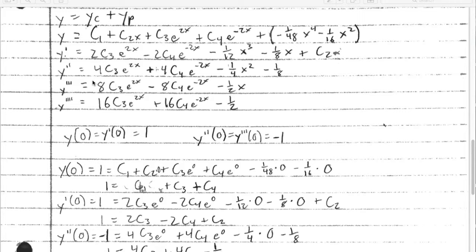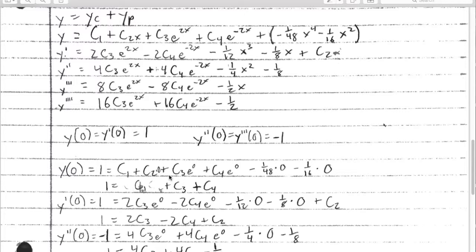So using the first initial condition, y of 0 is equal to 1, we take the equation y and plug in 0 for all the x values, which would just give us c1 plus c2 times 0 plus c3 times e raised to the 0, c4 e raised to the 0, and then minus 1/48 times 0 minus 1/16 times 0. So all the terms that are multiplied by 0 are eliminated, which would leave us with 1 equals c1 plus c3 plus c4.